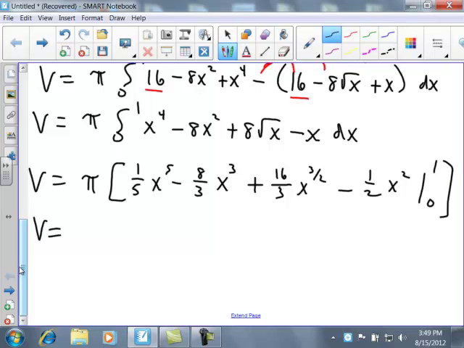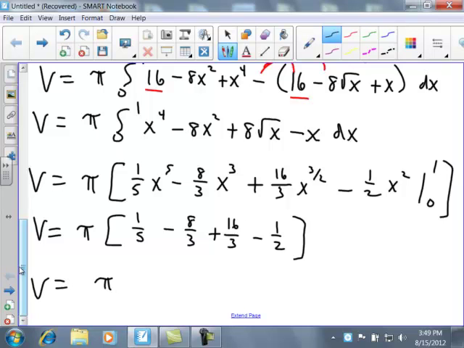Alright, so my volume is going to be pi times, if I plug in 0, they're all going to disappear, so that's good. If I plug in 1, those are all going to be 1, so I'm just going to be left with 1/5 minus 8/3 plus 16/3 and then minus 1/2. So get a common denominator of 30, and my volume is going to be pi times all this over 30. So that's going to be 6/30. Multiply that by 10, that's going to be minus 80.